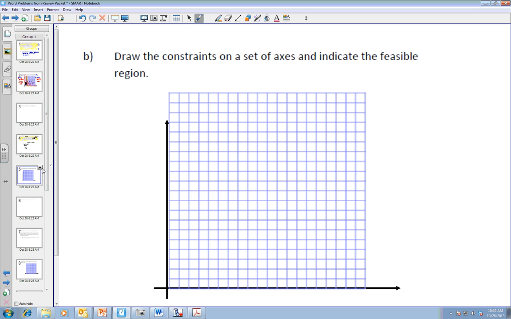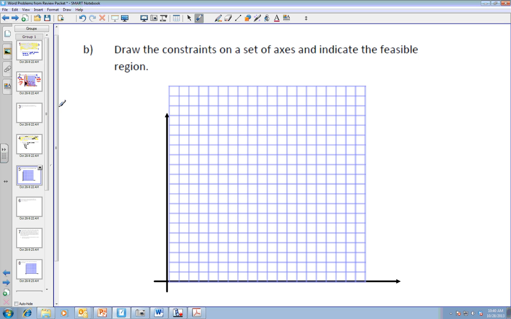Okay, now on part B, it says draw the constraints on a set of axes and indicate the feasible region. All right, so I'm going to just copy down my inequalities. I know 5y plus 7x is less than or equal to 350. We know y is greater than or equal to 10. 3x is less than or equal to y, and then x is less than or equal to 30.